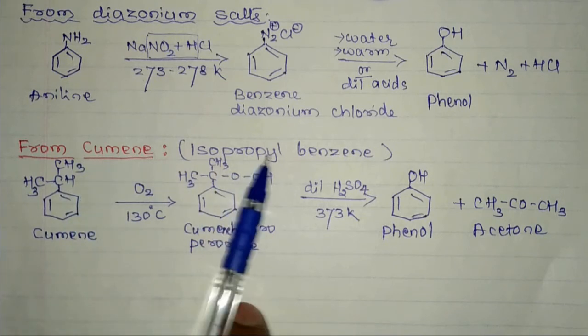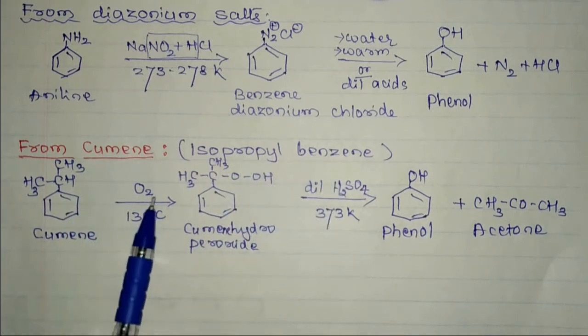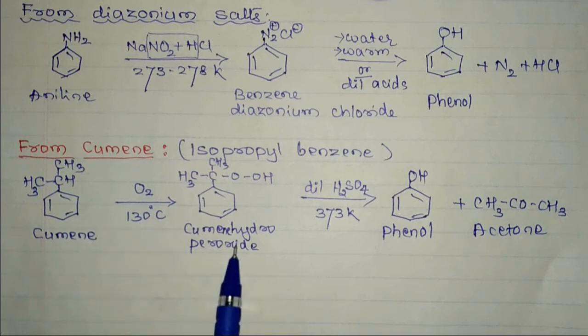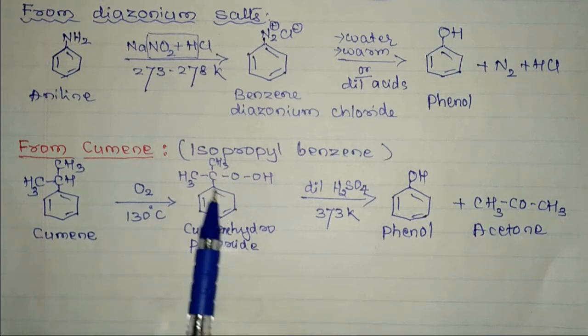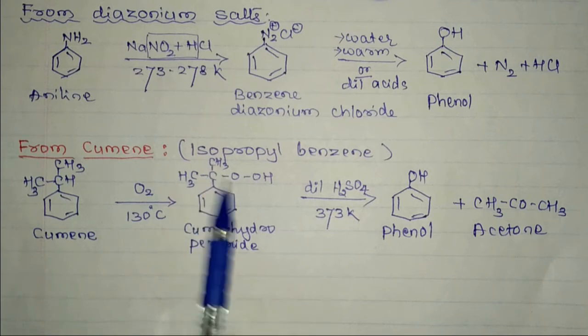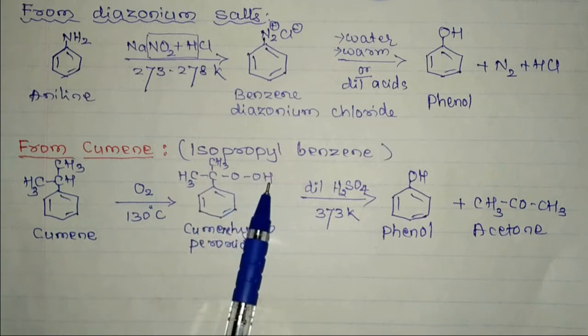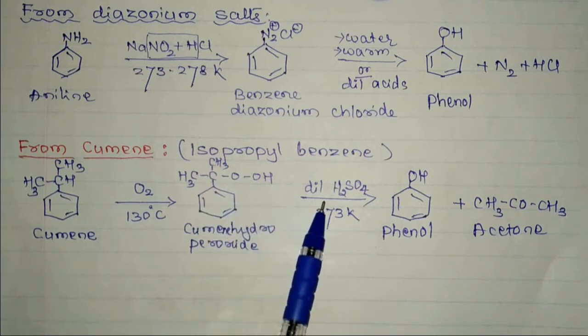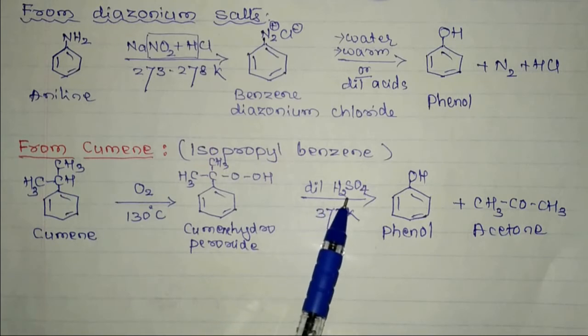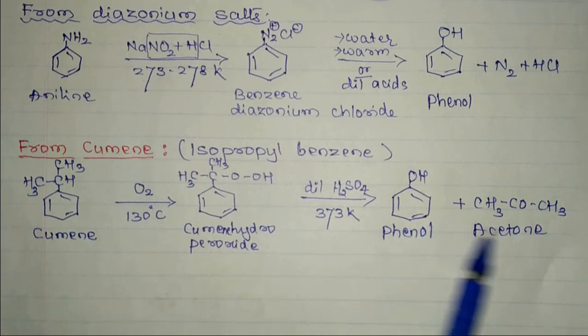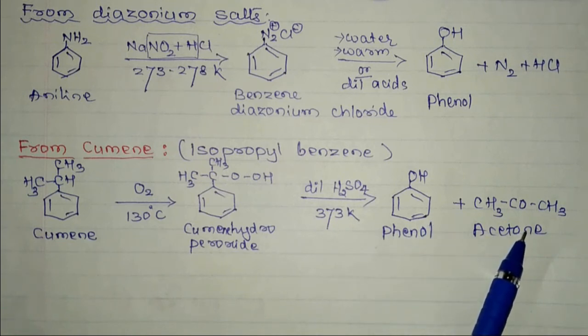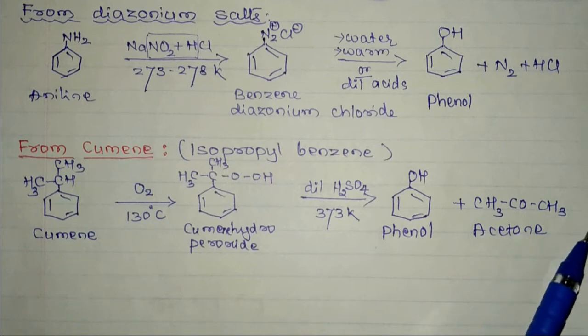Cumene is nothing but isopropyl benzene. First, oxygen gas is bubbled through cumene at 130 degrees centigrade. You are going to get cumene hydroperoxide, which is treated with dilute acid such as dilute sulfuric acid, and you are going to get phenol and acetone. This is how we can prepare phenol starting from benzene.